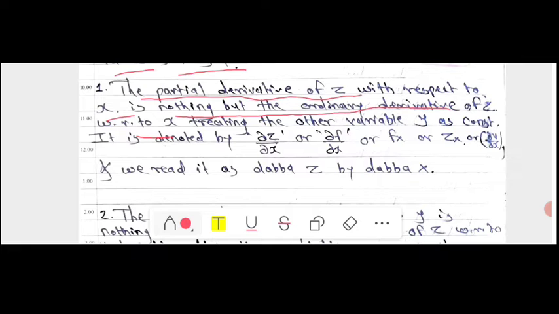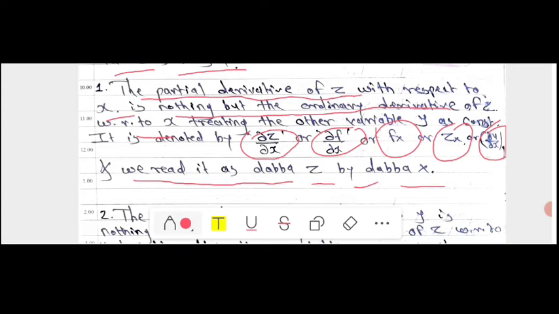It is the derivative denoted by the notation ∂z/∂x, or ∂f/∂x, or f_x, or z_x, or ∂u/∂x. These are the different notations we use to represent the partial derivative with respect to x, and we read it as del z by del x.